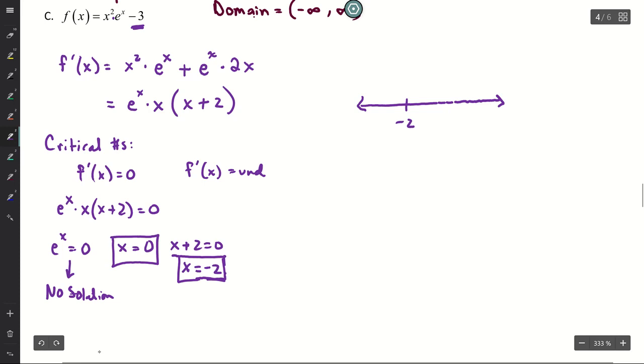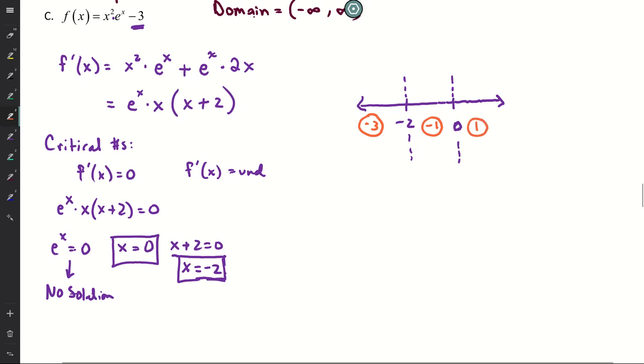So here's -2, here's 0, and we're going to separate those off. Neither one of those are vertical asymptotes, so we don't need to mark them as such. Okay, then from there we want to pick test values. So let's say -3 here, between -2 and 0 let's do -1, and then to the right of 0, let's do 1.